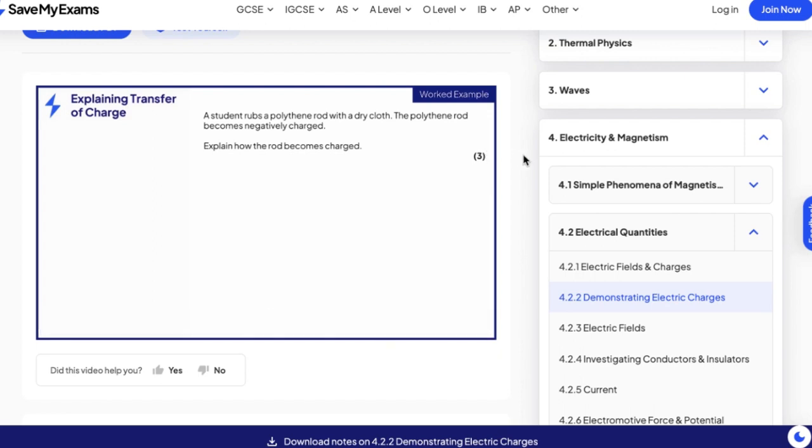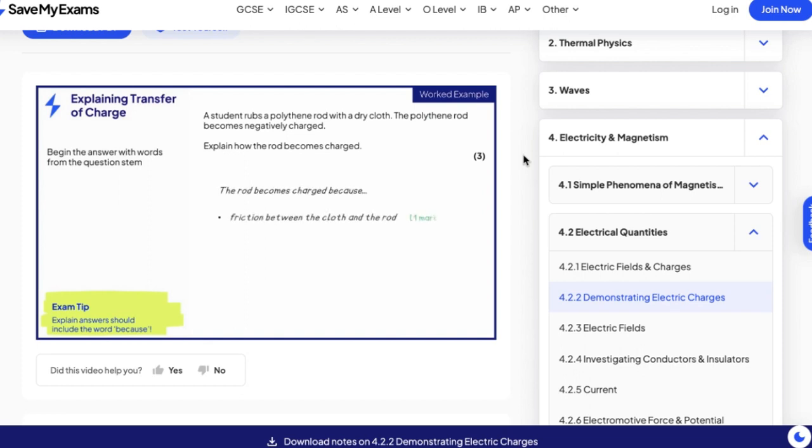To get you started on an explain question, use the words from the question to begin your answer. When you are explaining something, you need to say why it happens. So make sure you include the word because or something similar to ensure that you are fully answering the question. So the rod becomes charged because friction between the cloth and the rod causes electrons to be transferred from the cloth to the rod. Use the key words from the topic to make sure you gain the marks.